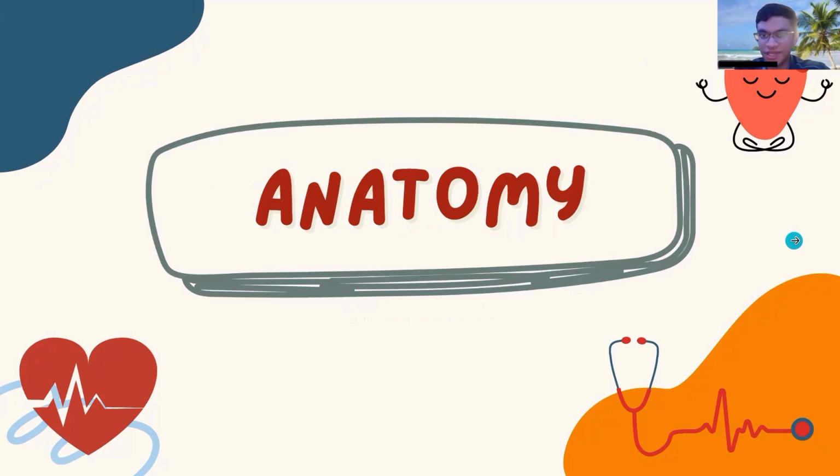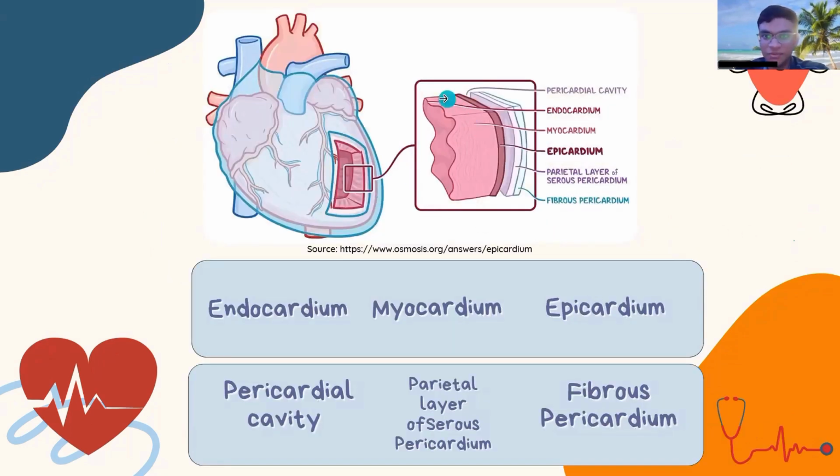So first of all, let's look at the anatomy of the heart. At the innermost layer, we have the endocardium, then we have the myocardium, then we have the epicardium, and then we have the pericardial cavity here. Then we have the parietal layer of serous pericardium, and the last layer is fibrous pericardium.